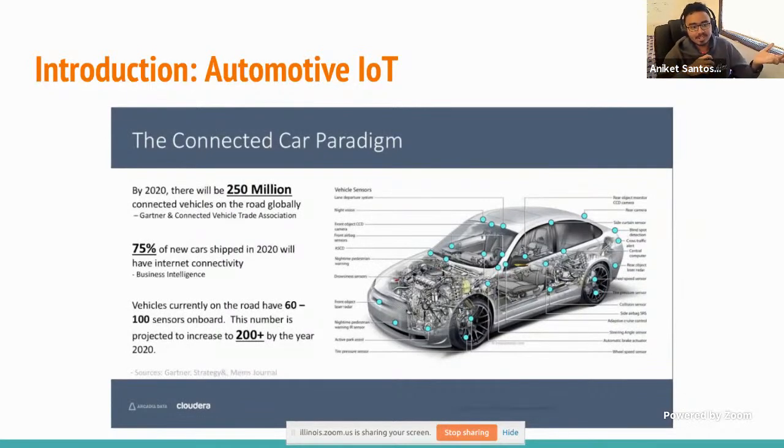And if you pick any vintage car and any modern car of this generation, we definitely have hundreds of sensors built into that car to optimize different things in the car driving pipeline. So automotive IoT has been on a huge rise very recently.